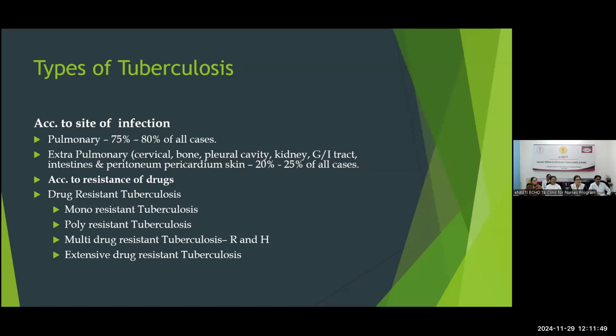According to drug resistance, there are 4 types of tuberculosis: monoresistant tuberculosis, polyresistant tuberculosis, multi-drug resistant tuberculosis, that is rifampicin and isoniazid resistant, and extensively drug resistant tuberculosis.